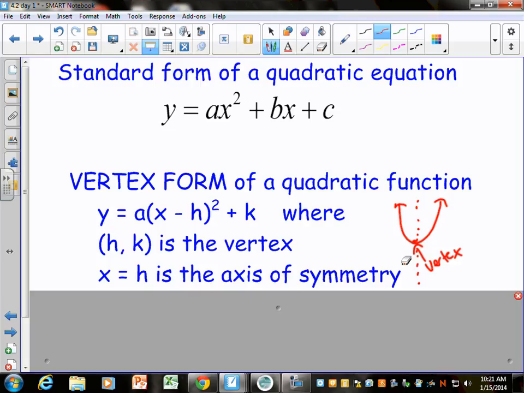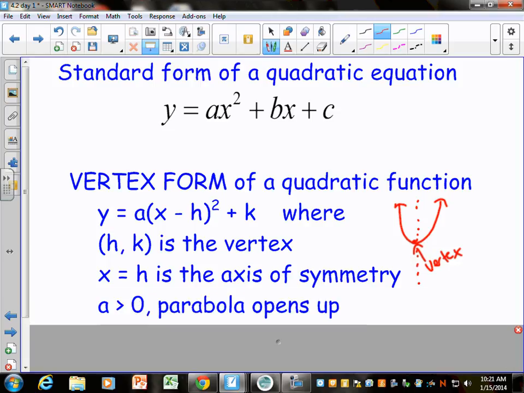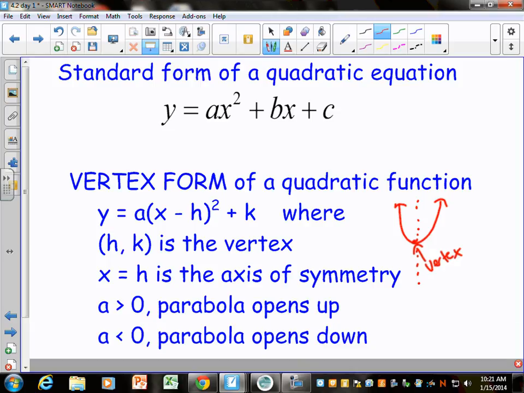And then you can also tell whether this opens up or down based on a. And remember that if a is positive, then your parabola should always open up. So if a is greater than 0, it opens up. And if a is less than 0, it opens down. So if it's already in this form, it's pretty easy to graph because you just graph the vertex, and you can use transformations to help you graph these. But you don't have to make a big XY chart. You don't have to mess with the vertex.